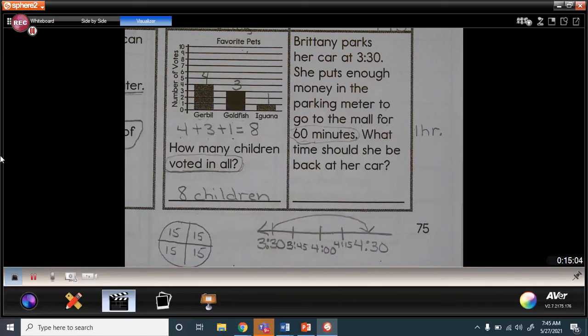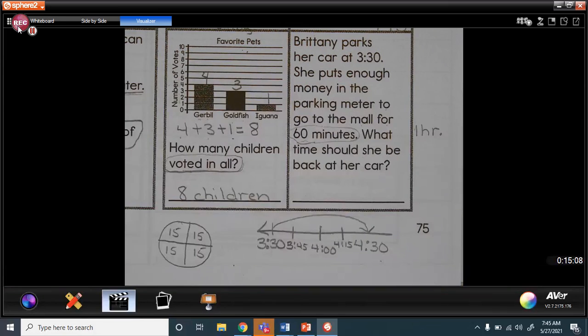All right, that's it for today. And don't forget to do your discussion question. Again, the discussion question was, how many more students voted for gerbil than iguana? So look at that bar graph and answer with an equation in your discussion. Have a great day and see you soon.